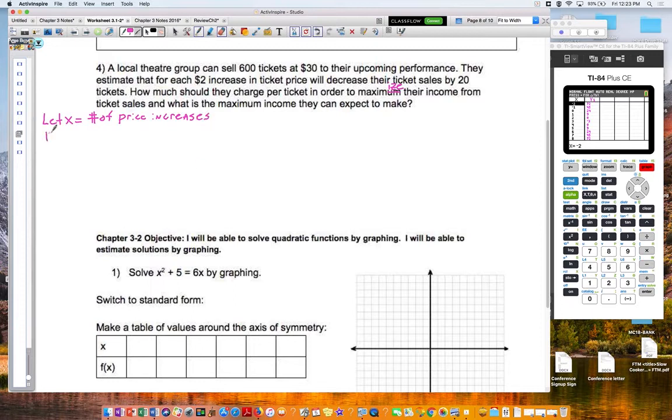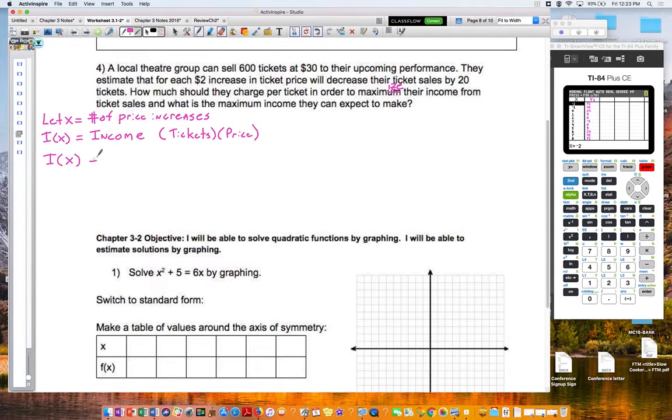And that means f of x is going to represent the income. As I write this function, I start off by saying, all right, if we think about how income works, income is going to work by taking the number of tickets times the price.